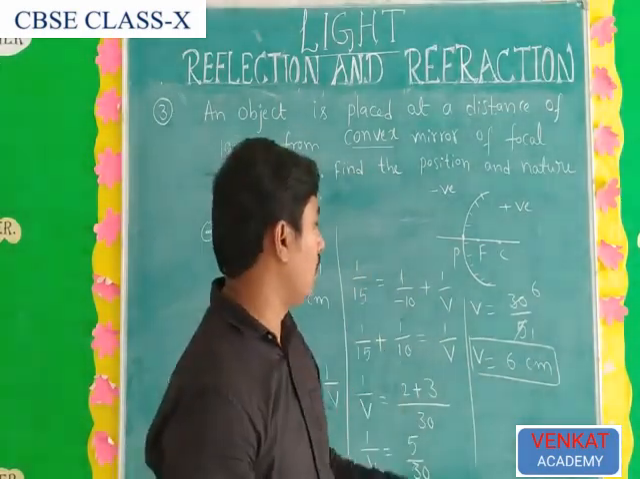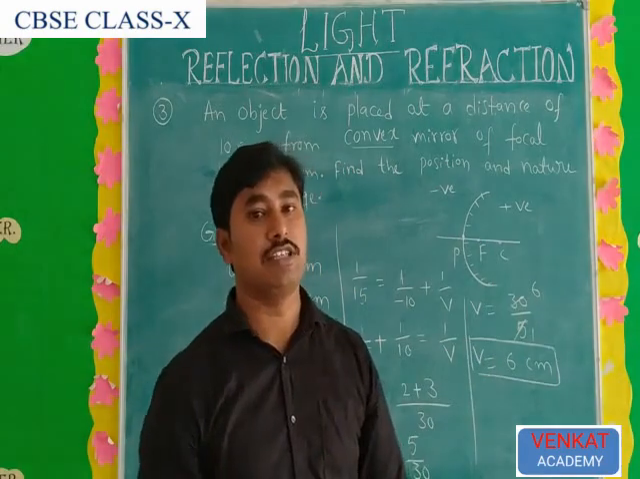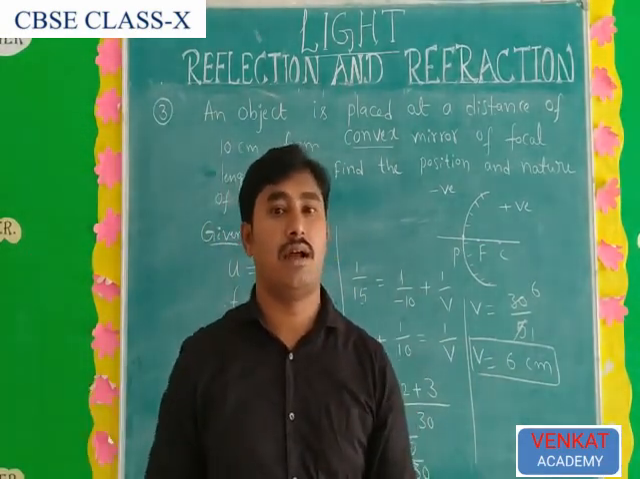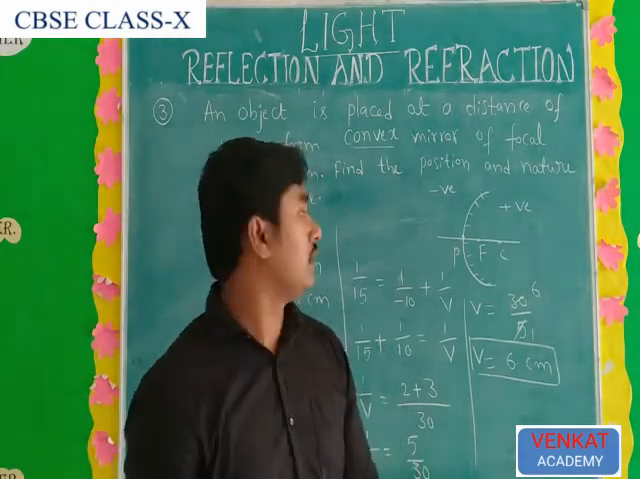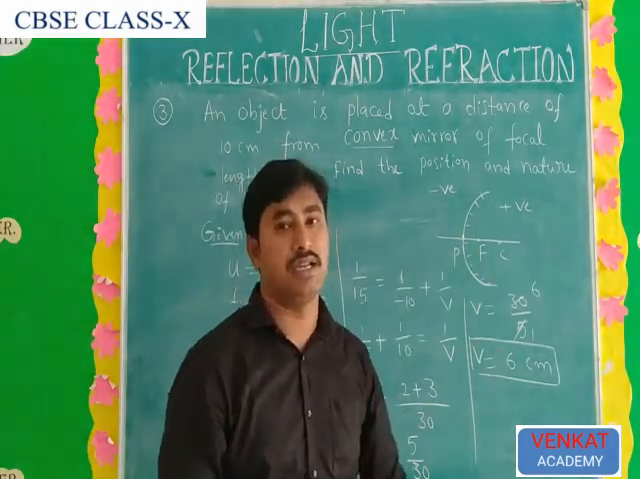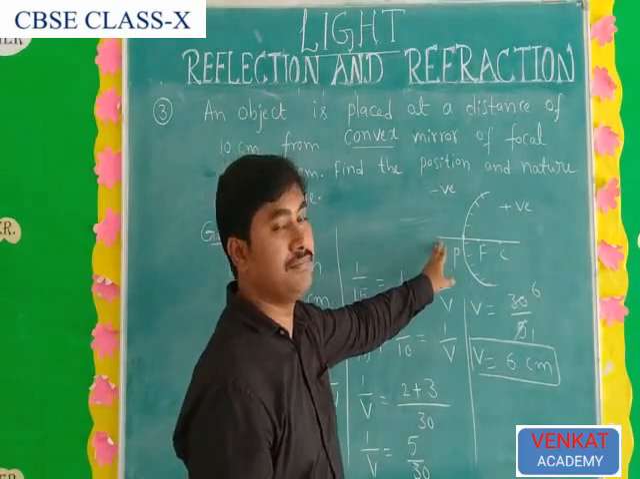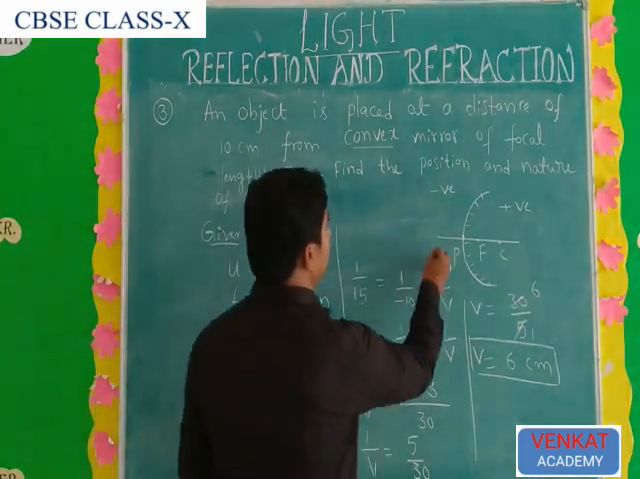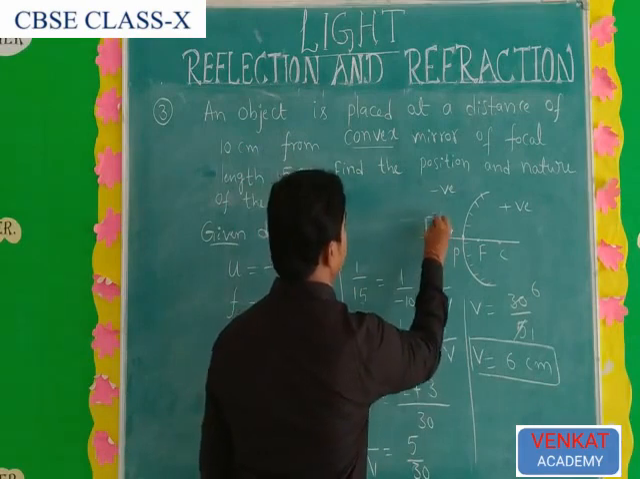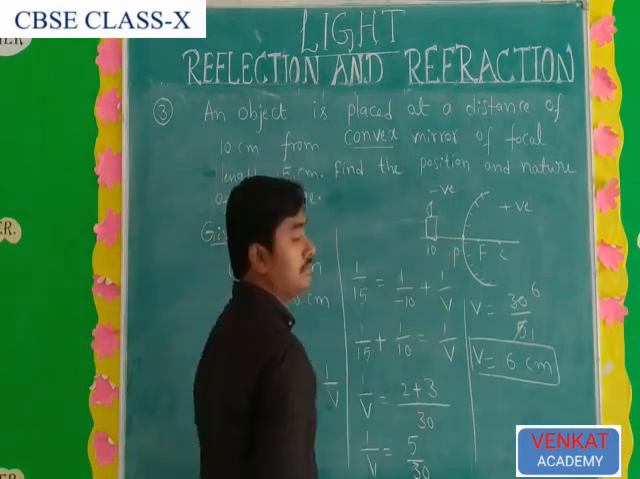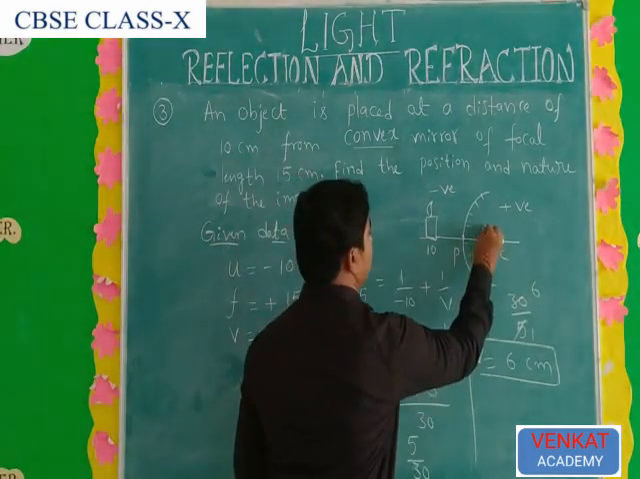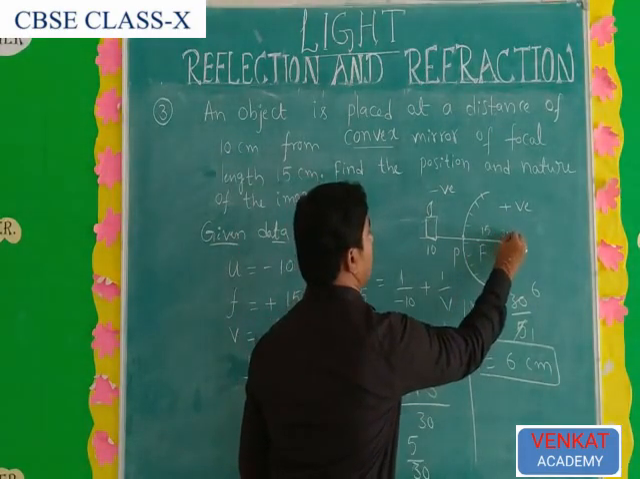Now actually, what about this case? In a convex mirror, two conditions are there. One is the object at infinity, the second is the object between infinity and pole. So this is the second condition. You know the object distance is not infinity. What is the object distance? 10 centimeter, meaning the object is at a certain place. So it is the second condition.